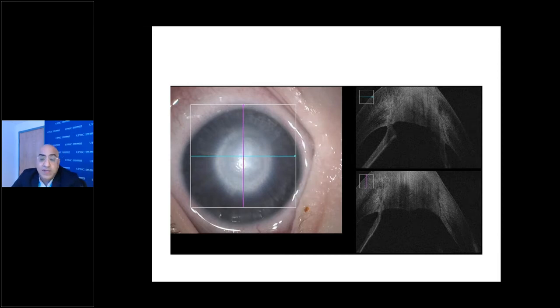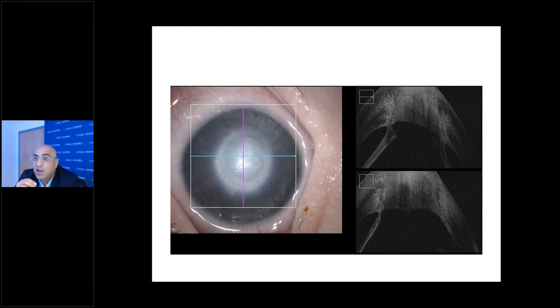So here is a child where the lens is attached. The iris is attached as well, but the lens is attached, causing secondary changes in the cornea. I know, and I've said to you, that if we operate on this child and do a corneal transplant, the chances are that that transplant will fail. There's a higher risk.